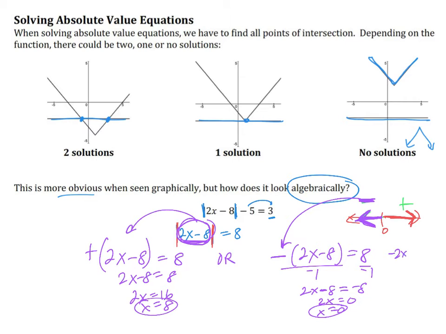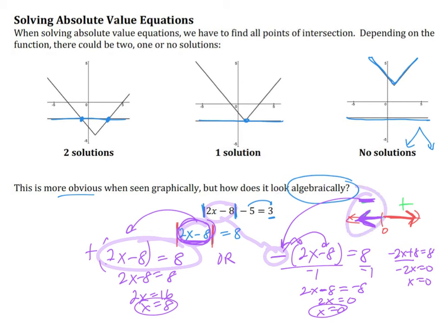Or I could have distributed, right? I could have distributed the negative to get this, subtracted 8 from both sides, and so I still would have gotten 0. So that is how we solve it algebraically. Again, this is going to be very important. You write it how you see it right here, whatever this was, and then you take the opposite because you're going in the opposite direction from 0. So the positive direction and then the negative direction, or the right and to the left.